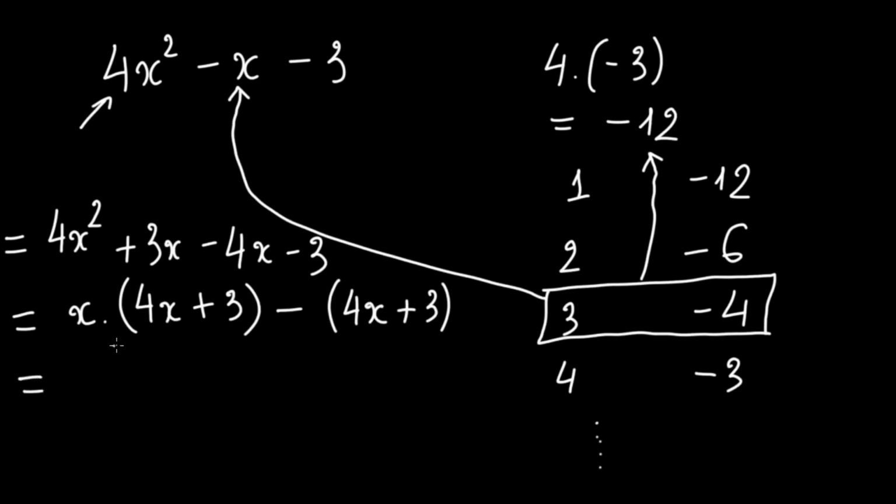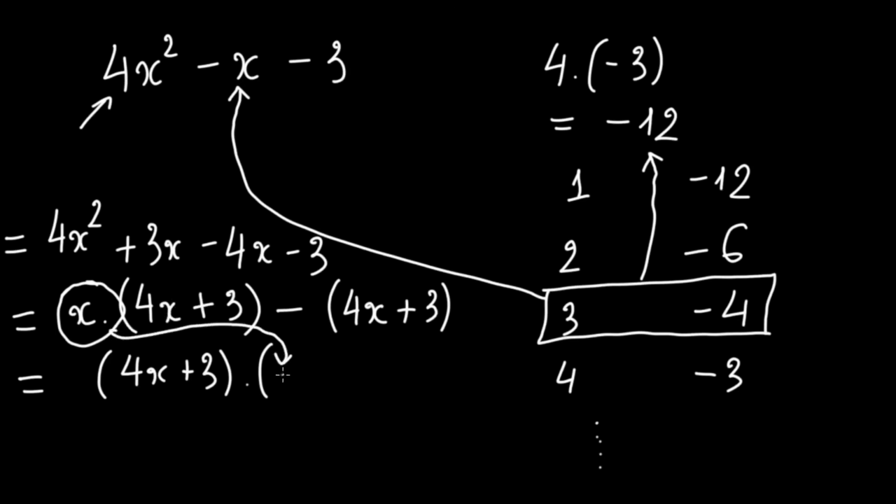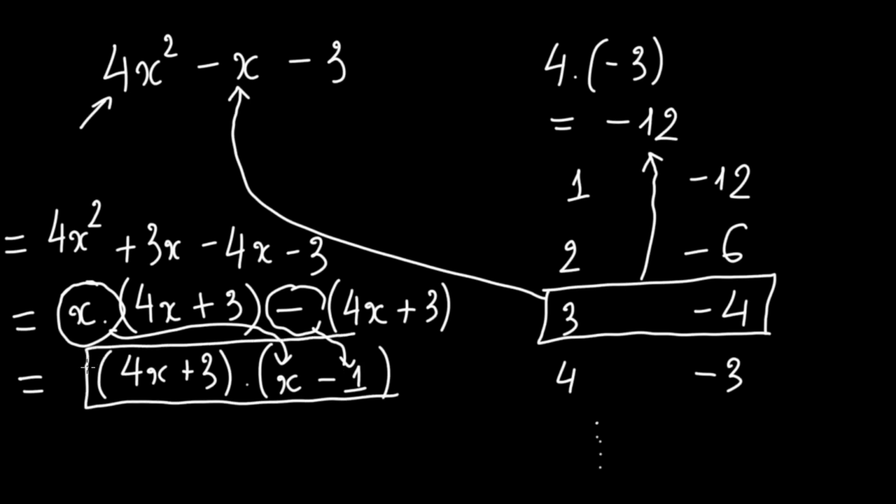Now we see the common factor 4x plus 3, right? So we put 4x plus 3 here times all of the things that are right before the 4x plus 3. You put x right here, right? And then right here is negative 1. Negative 1 times 4x plus 3. You put negative 1 here. So you got negative 1, right? So this is the final answer for this question: 4x plus 3 times x minus 1.